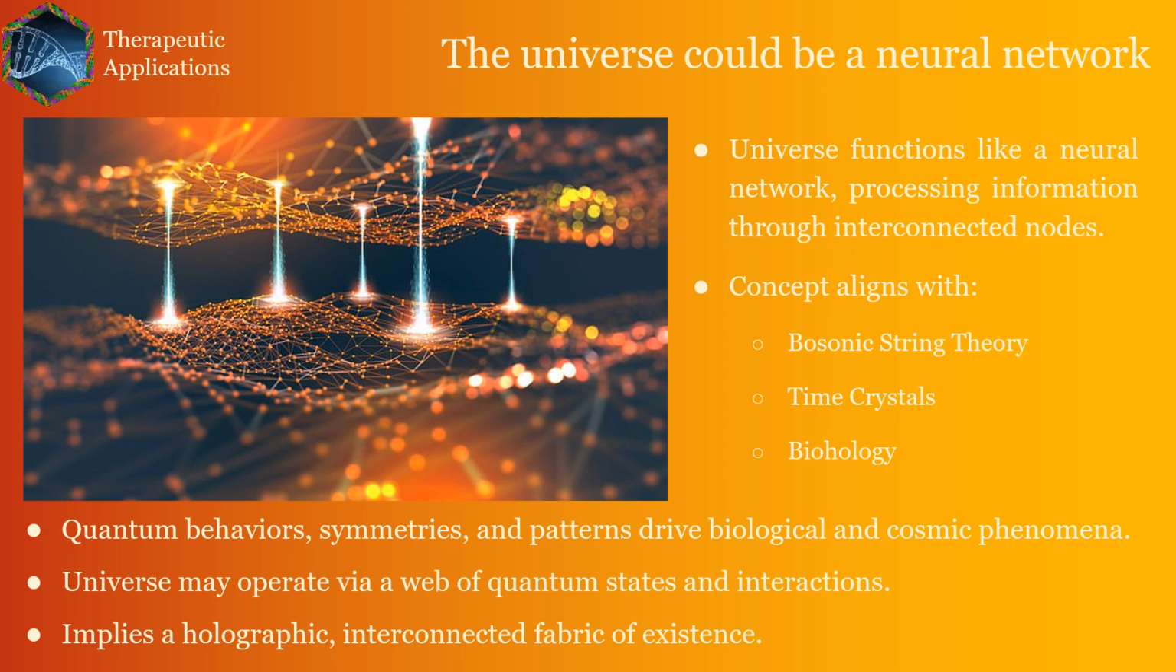The universe could be a neural network. A network similar in structure to the human brain, where the universe operates as an interconnected computational system, mirroring the structure and function of the human brain. This concept aligns with theories like bosonic string theory, time crystals, and biohology, where complex quantum behaviors, symmetries, and patterns, such as those seen in neural networks, could underlie fundamental processes of reality, including biological and cosmic phenomena. It implies that just as neural networks process information through interconnected nodes, the universe might function through a web of quantum states and interactions, creating a holographic, interconnected fabric of existence.